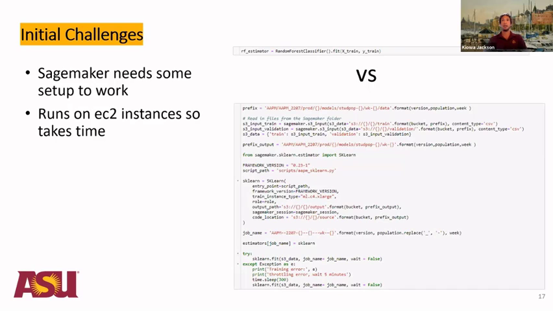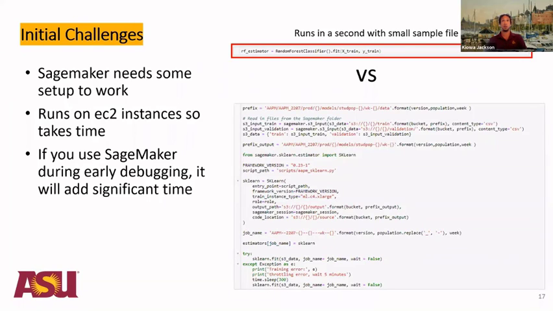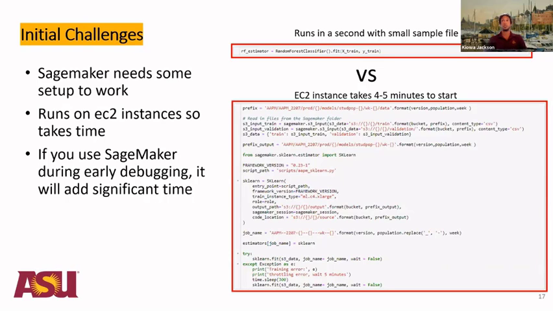Another thing to be aware of is that they run on EC2 instances. So it takes time for certain tasks to be completed because in the background, it's going to spin up one of these virtual machines before it can even start running your code. So if you use SageMaker during early debugging, it's going to add a lot of time for you, because this line of code at the top runs in a few seconds if you use a small sample file. But on an EC2 instance, it's going to take 4 to 5 minutes to start, and then it's going to run in a few seconds.